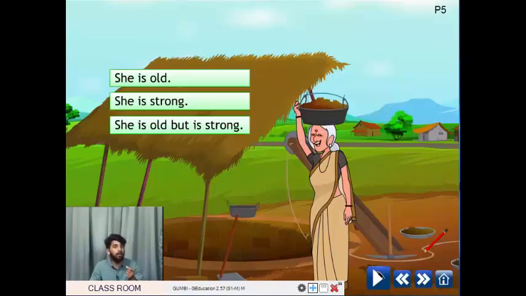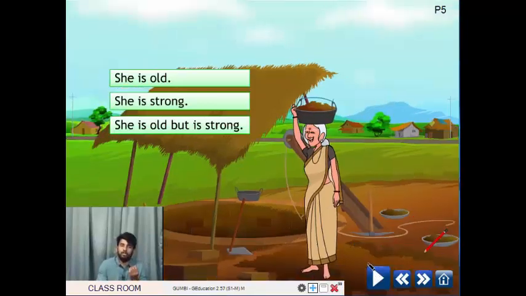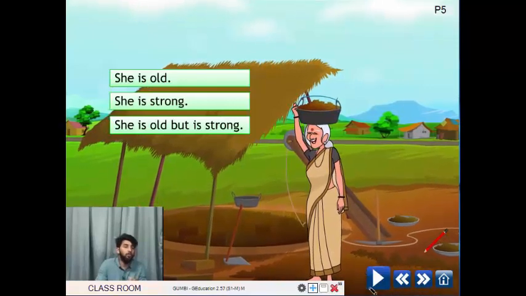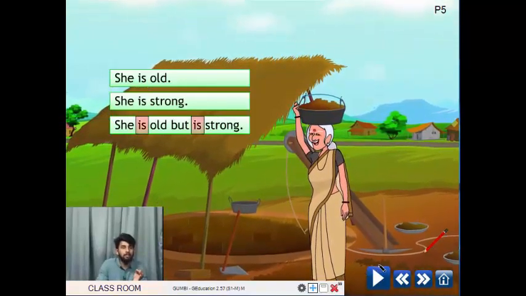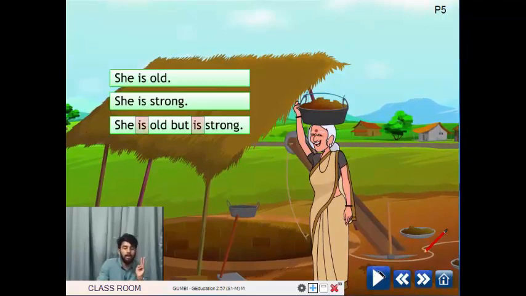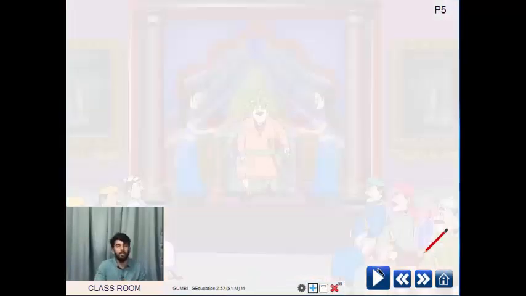So look at the word we used to combine these two simple sentences. And how many verbs do we have? Is and is. So we have two verbs there. And which is the word that we use to combine these two simple sentences? But. She is old but is strong. So the word but is used to combine the two simple sentences.